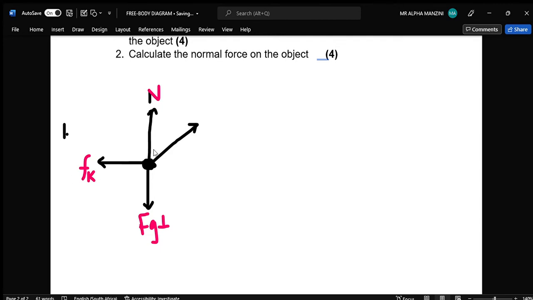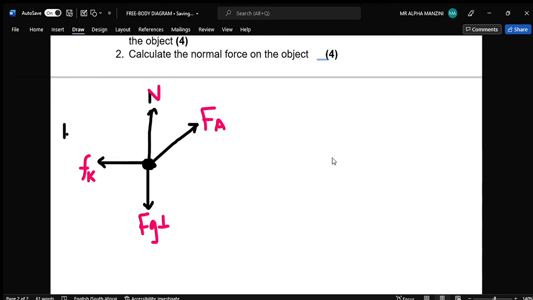This force at that angle, we call it F, or we can call it Fa. It's up to you how you want to name it. So this is 4 marks. We have 4 forces: normal force, kinetic frictional force, G, and F applied, or F, it depends.